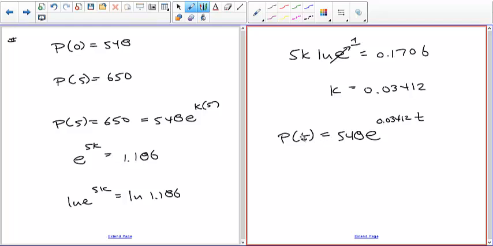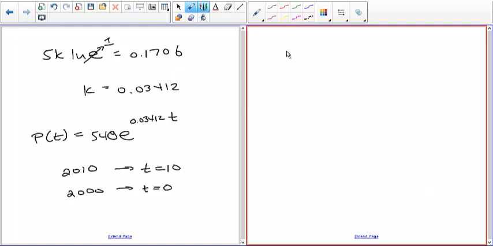So the second part of the problem says use the results to predict the population in year 2010. Well, 2010 is equivalent to t equals 10 because we said 2000 is t equals 0. So we plug in t equals 10. P of 10 is 548 e to the 0.03412 times 10.